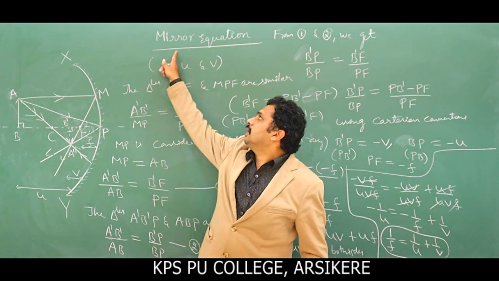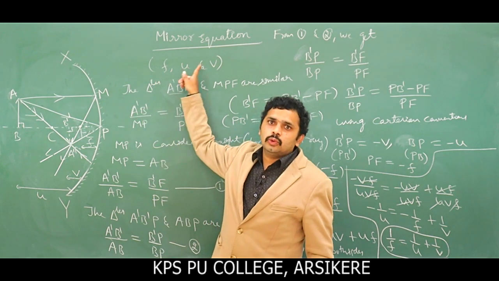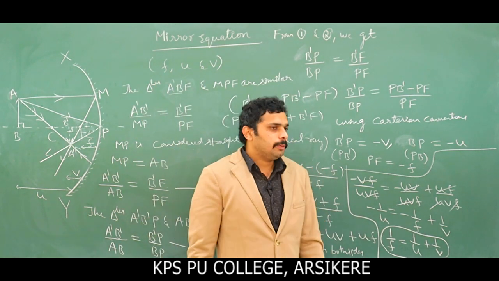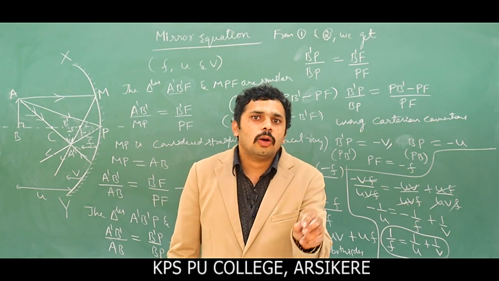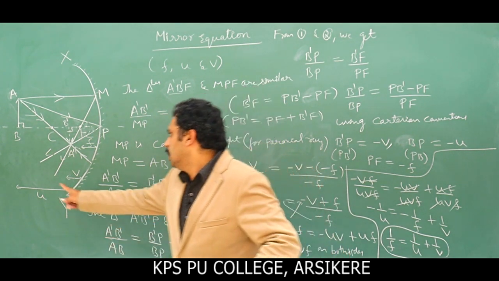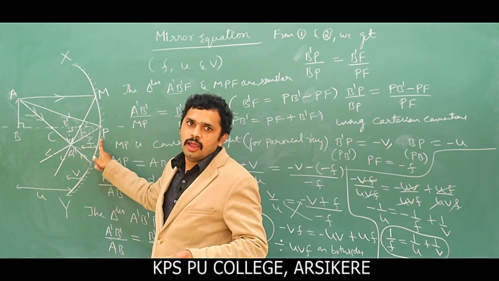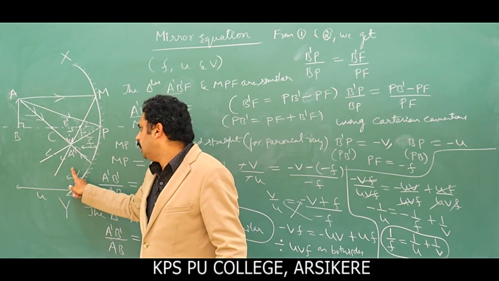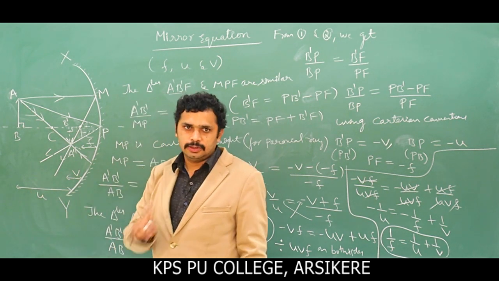I told that the mirror equation connects the relation between F, U and V. Look here, 1 by F is equal to 1 by U plus 1 by V. By knowing the object distance and image distance, by knowing U and V, you are going to calculate the focal length. Or by knowing F and V, you are going to calculate the object distance. Is it clear? Okay.